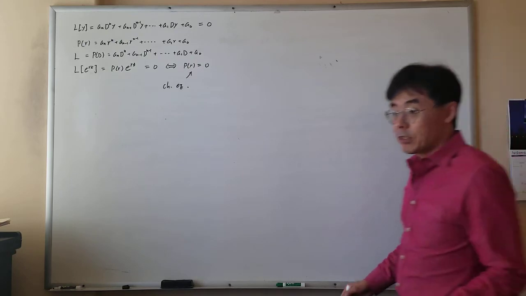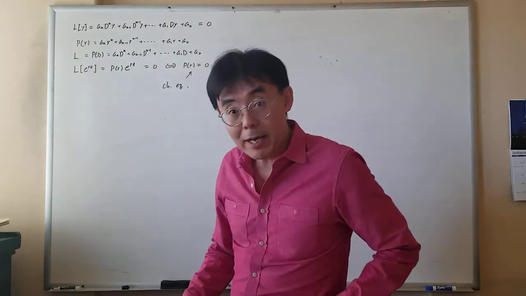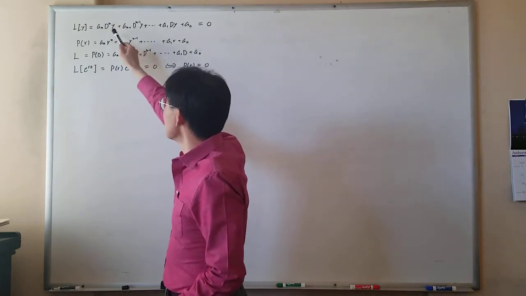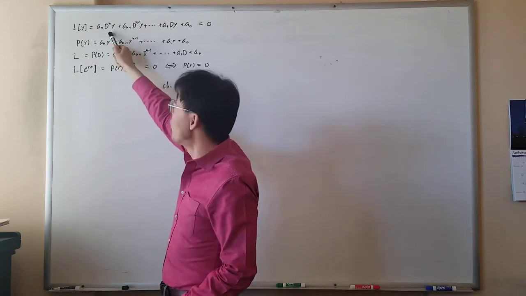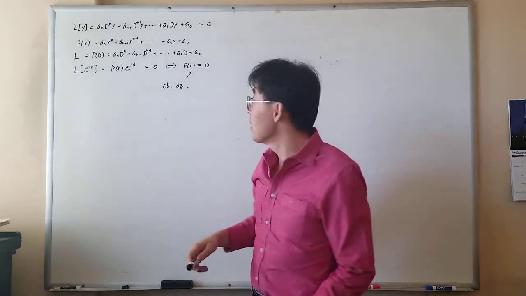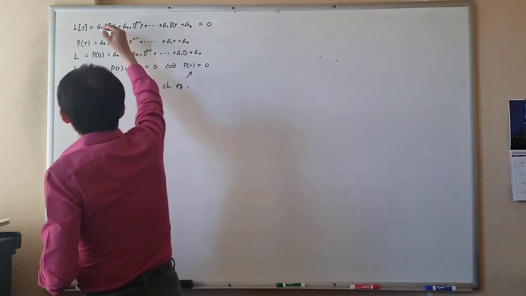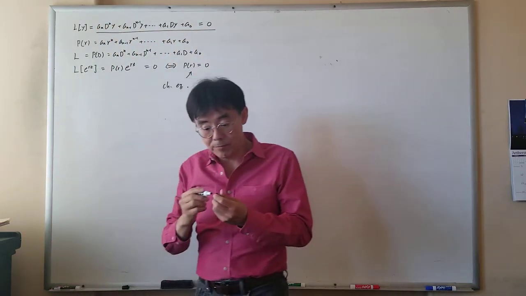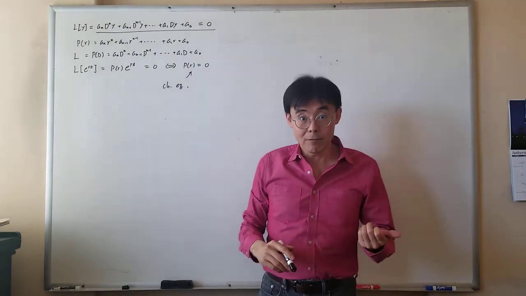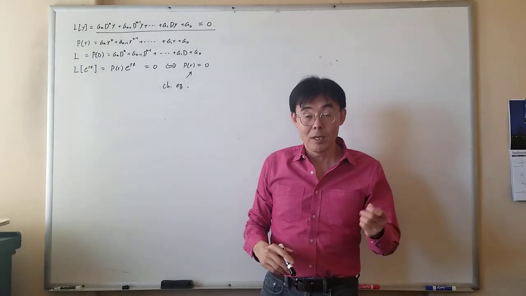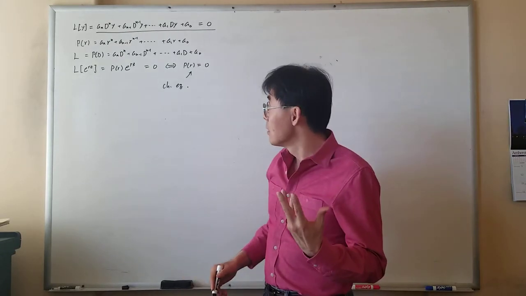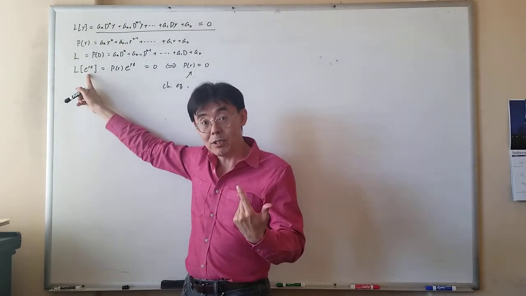So, the first part, we derived theorem 1. Before we talk about theorem 1 again, this is the given equation: a_n times the nth derivative of y plus a_{n-1} times the (n-1)th derivative of y, all the way to a_1 y' plus a_0 y equals 0. We are trying to find n linearly independent solutions for this homogeneous linear differential equation with constant coefficients. We want to replicate the success we had in chapter 4, which was trying to find the solution of the form e to the rt.